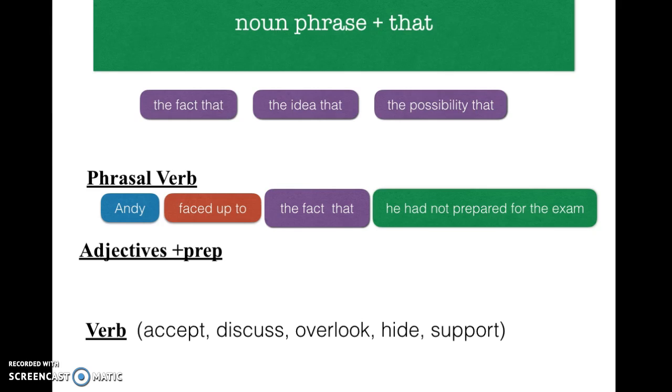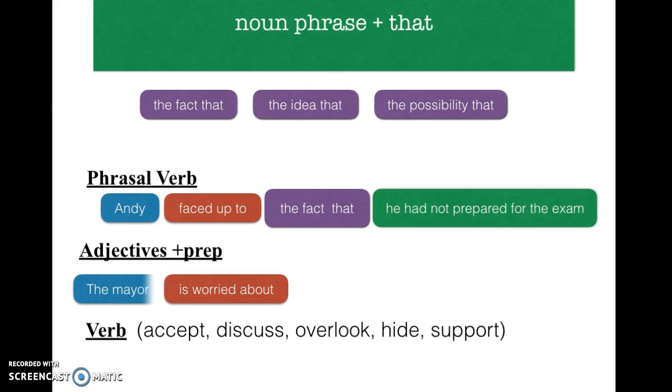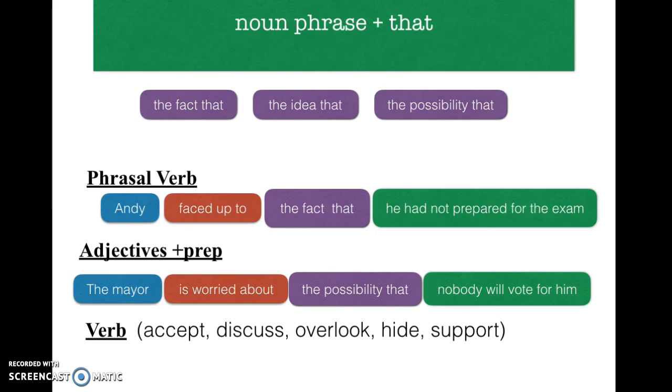And this works the same with an adjective with a preposition. So for example, is worried about. So the mayor is worried about nobody will vote for him. Again, we can't just use that, so we need to use one of these noun phrases: the possibility that nobody will vote for him.